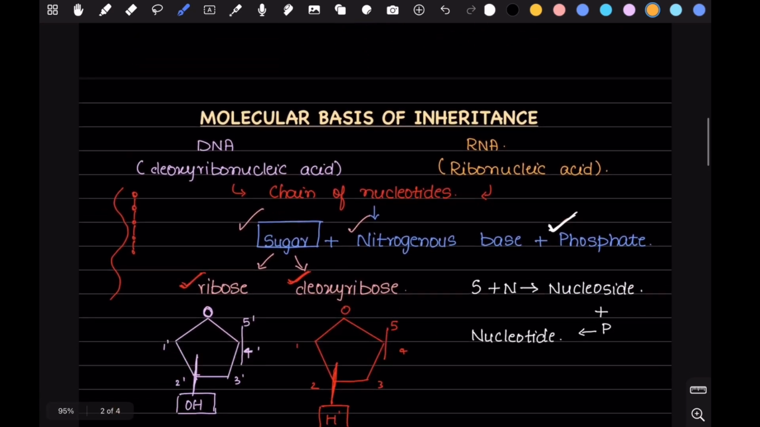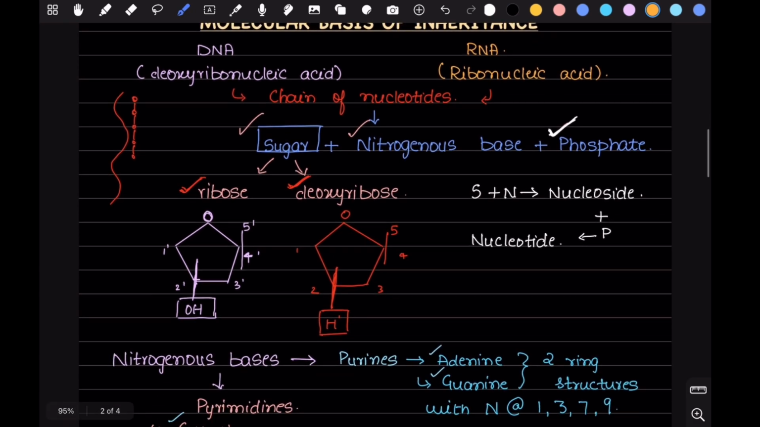When we come to the genetic material, obviously the genetic material we know is present in the nucleus, and the genetic material is called the chromosomes. Now chromosomes are made up of either of the two, DNA or RNA, right? In the majority of organisms, DNA is the genetic material, while in some lower organisms, RNA is the genetic material. Both DNA and RNA are made up of nucleotides only, but the difference comes in the type of sugar it consists of. The DNA consists of deoxyribose sugar, while the RNA consists of ribose sugar.